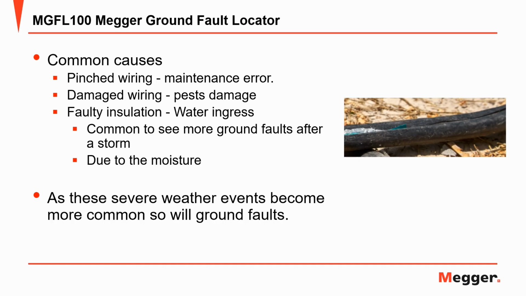Some common causes of ground faults include pinched wires, often due to maintenance errors. Damaged wires can often be contributed to rodents or pest damage. Ground faults are often due to faulty insulation. This is often caused by water ingress into the wire, creating a path to earth.